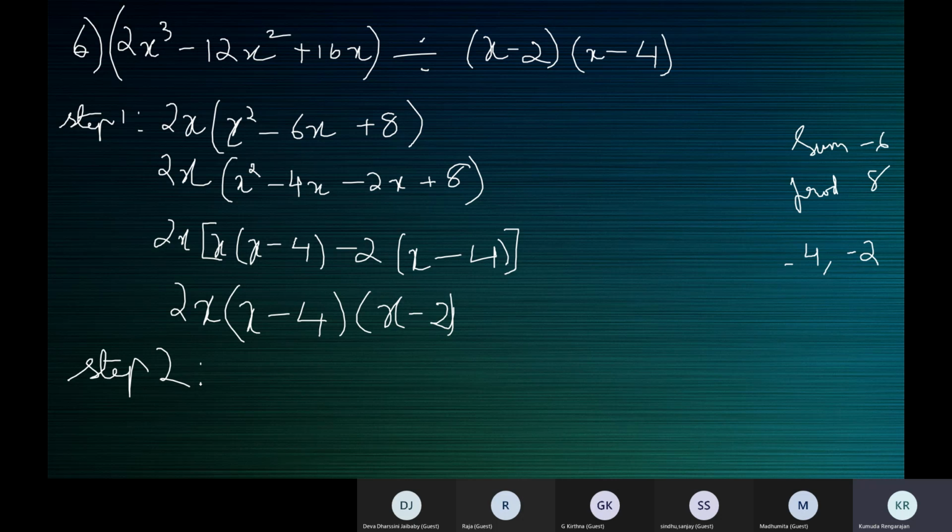In the numerator, the first step is to take out the common factor. 2x is the common factor. Bring out the common factor. Once you bring it out, the bracket should further be factorized by splitting the middle term, by finding the sum and product and identifying the two numbers that satisfy them. Once you split the middle term, 3 terms will become 4 terms. Then proceed by grouping the first 2 terms and the last 2 terms.